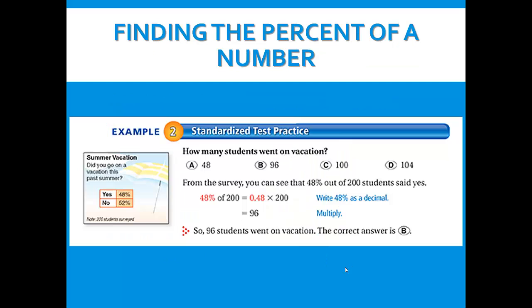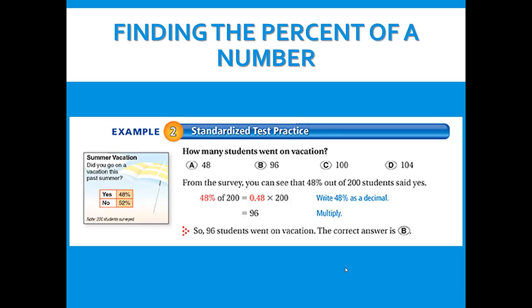Now we're going to look at our second example for finding the percent of a number. How many students went on vacation? A would be 48, B 96, C 100, and D 104. From the survey, you can see that 48% of 200 students said yes. So we need to find 48% of 200. The word of is multiplication.